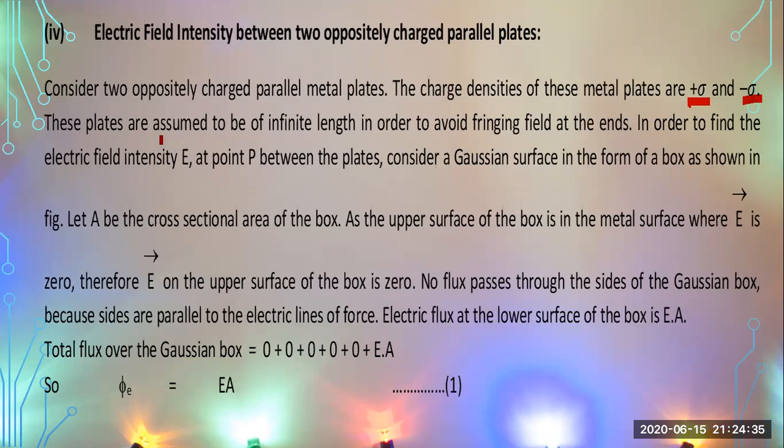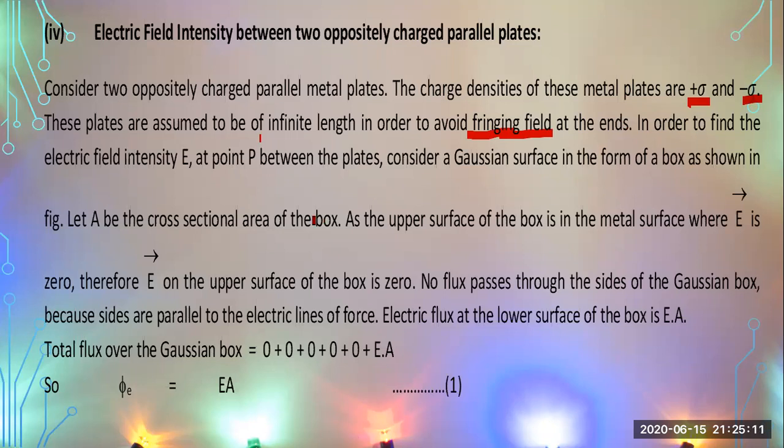These plates are assumed to be of finite length in order to avoid fringing field. We have already studied fringing field, but what is it? It is the case when we move away from the center of the parallel plates or anywhere else, then the separation between the electric lines of force increases, which results in weakening of the electric field. That type of field is called fringing field. It happens at the ends of the conductor.